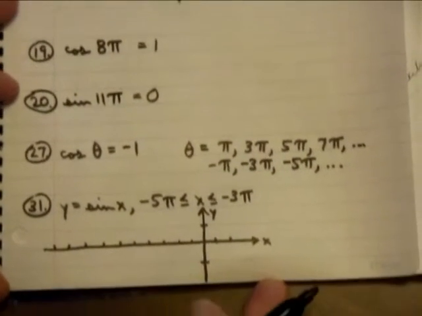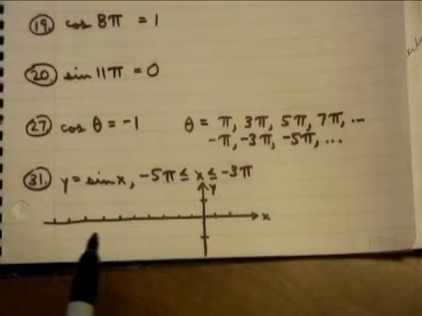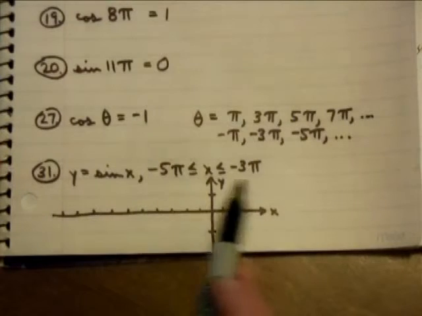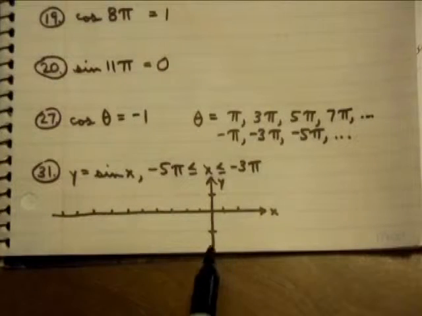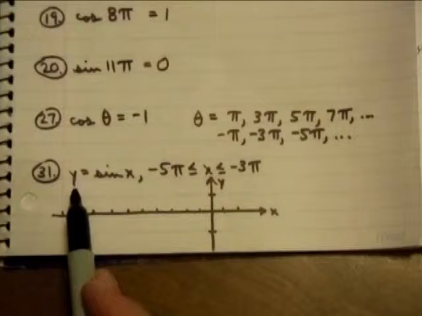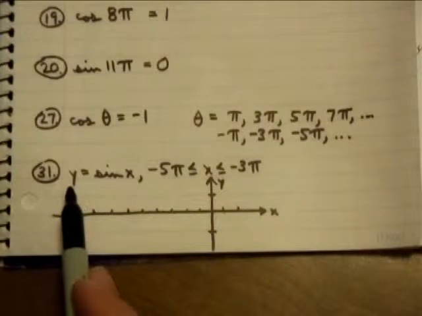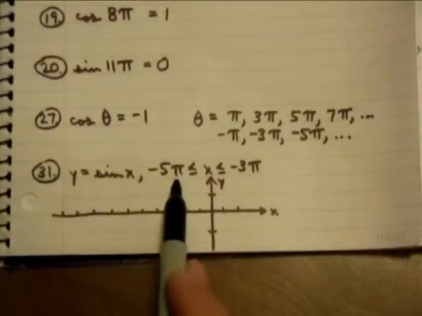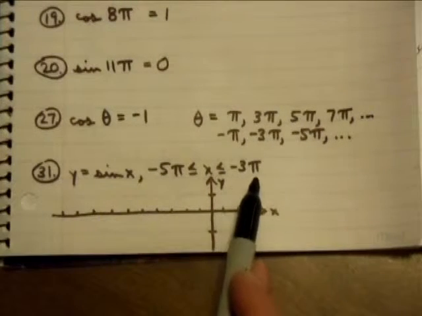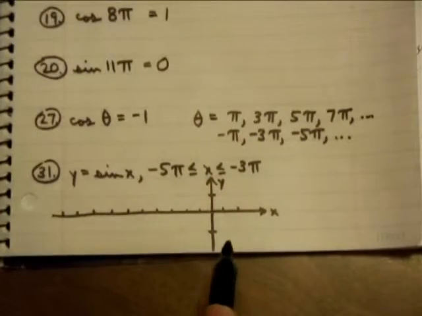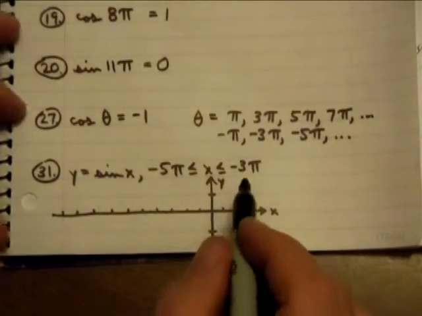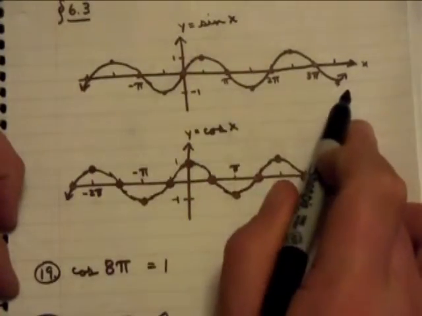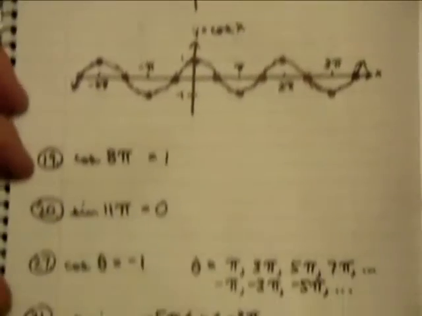The last type of question I want to look at in this section is something similar to 31, where they ask you to graph a section of either the sine or the cosine function. In this particular case, problem 31 is asking you to graph y equals sine x, but only for the x values from negative 5 pi up to negative 3 pi. So what I would recommend doing is go ahead and pretend that you're actually graphing the entire wave of the sine function and just put some dots where they belong.